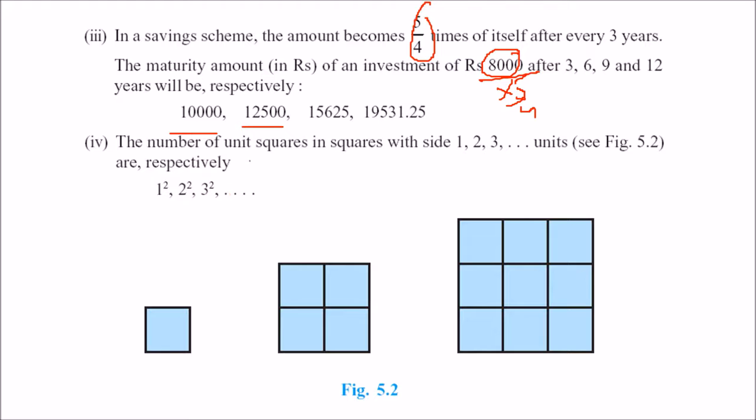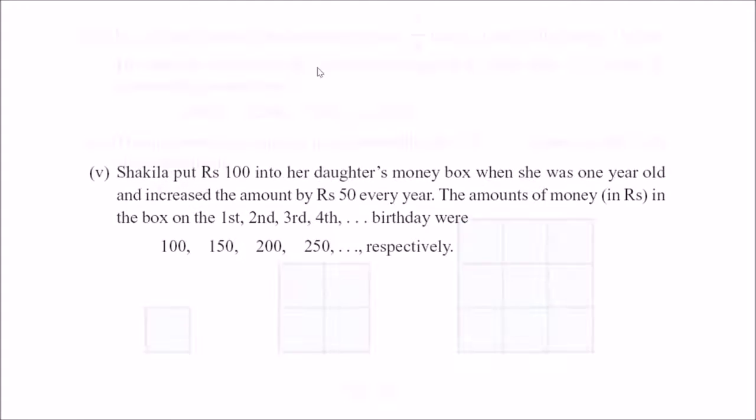In a similar fashion, if you have a unit square, that is the dimension is unit, the side is 1, side is 2, side is 3. So this will be 1 square. These are 4 squares, so 2 square. These are how many? 1, 2, 3, 4, 5, 6, 7, 8, 9. So this will be 3 square. So they are following a certain pattern.